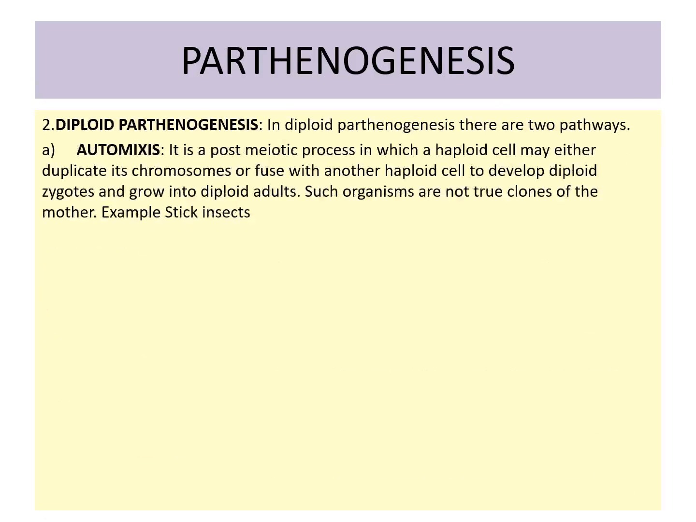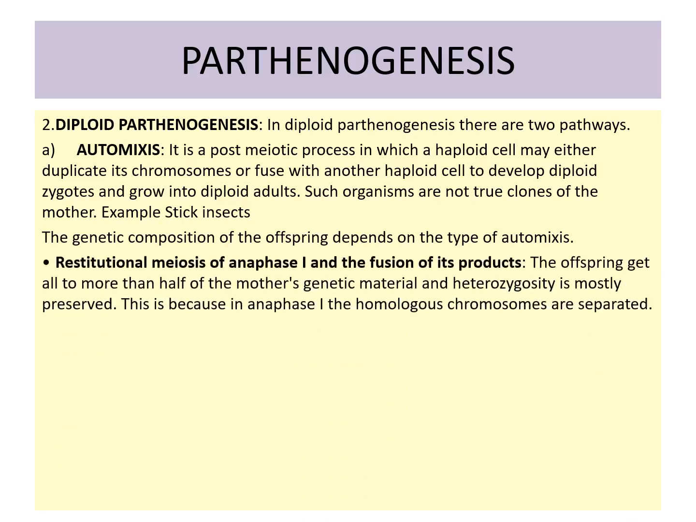Diploid parthenogenesis. In diploid parthenogenesis, there are two pathways. Number one, automixis. It is a post-meiotic process in which a haploid cell may either duplicate its chromosome or fuse with another haploid cell to develop a diploid zygote and grow into a diploid adult. Such organisms are not true clones of the mother. For example, stick insects.